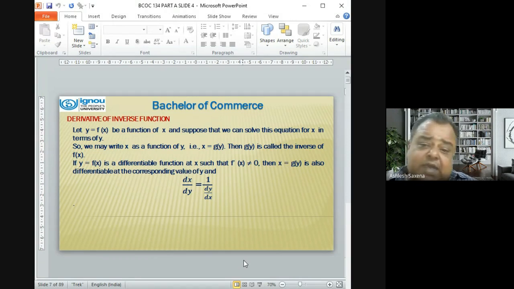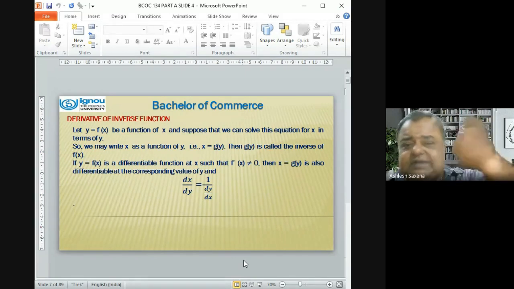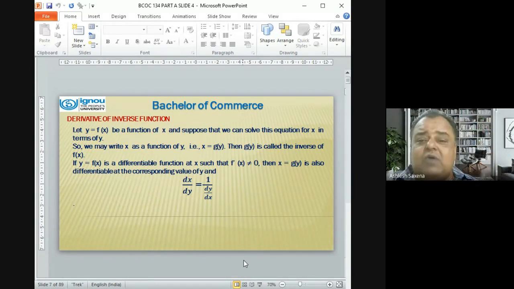If y is equal to f(x) is a differentiable function such that f dash x is not equal to 0, then x is equal to g(y) is also differentiable at the corresponding value of y, and dx by dy is equal to 1 upon dy by dx. Simply, in other words, if in any question you are being asked to calculate dx by dy, don't get confused. Straight away find dy by dx and just reciprocate. I will show you how.